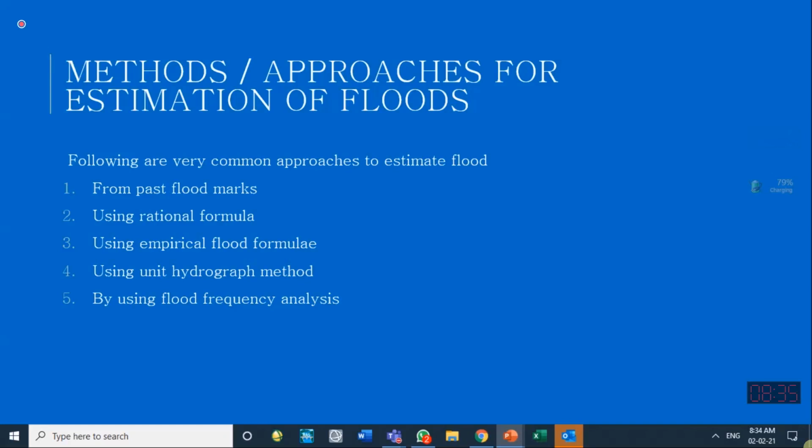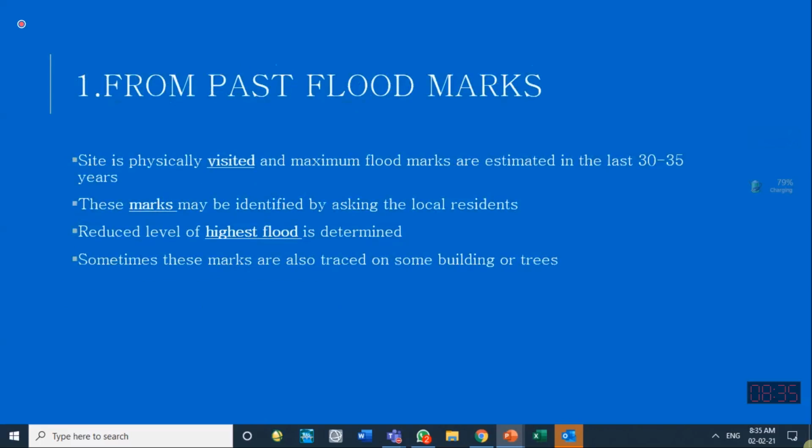Unit hydrograph can tell me the total volume of water also. It can tell me the peak flow also. And another method is the flood frequency analysis. This is a statistical method. If we have a sufficient number of years of data, then this flood frequency analysis can be carried out to estimate the return period of floods and floods of different return periods. So these methods are important, and we should know which one should be used in the area of our interest.